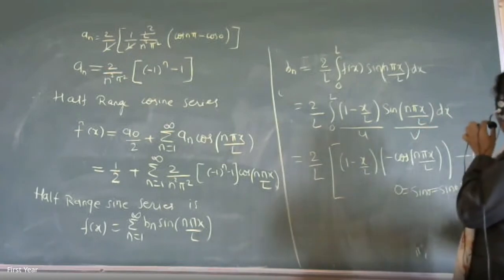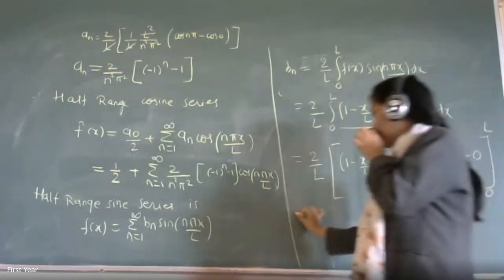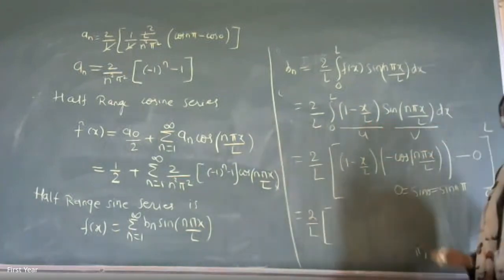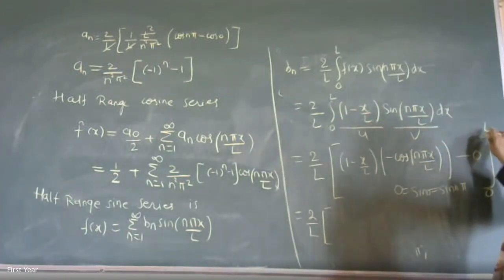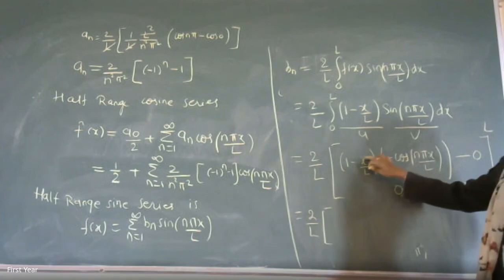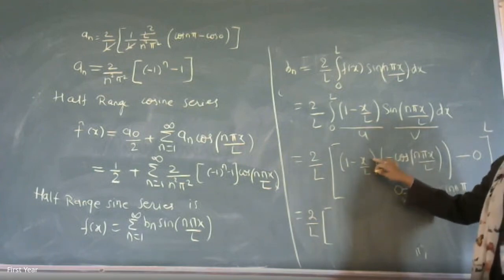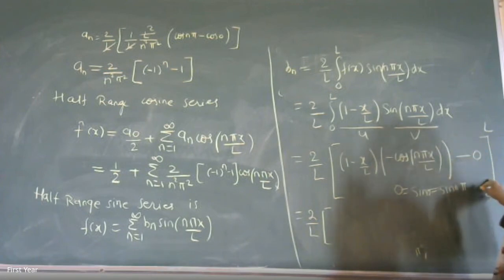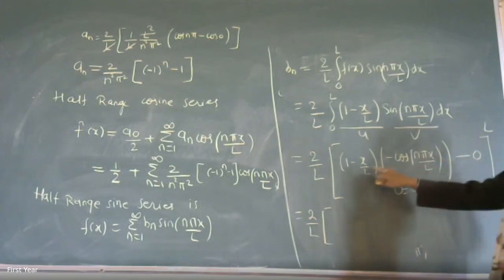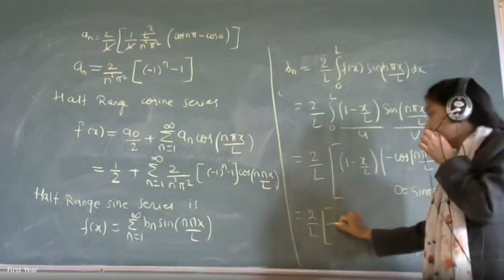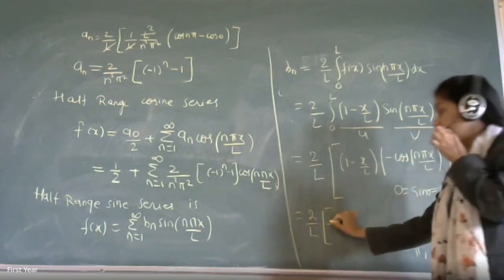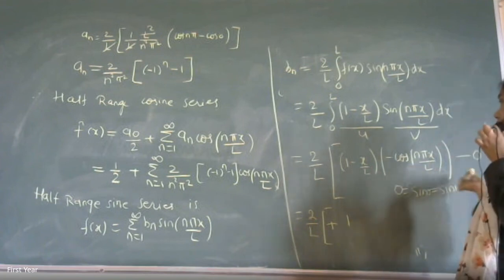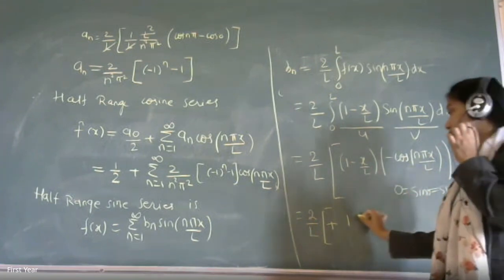The limits are 0 to L. So when you put the limit, you get 2 by L. Again, just see. When you put the upper limit x is equal to L, L by L is 1, so 1 minus 1 is 0. So the upper limit becomes 0, only the lower limit remains. So minus the lower limit, minus of minus will become plus. And when you put x is equal to 0, it is cos of 0, so cos of 0 is 1.